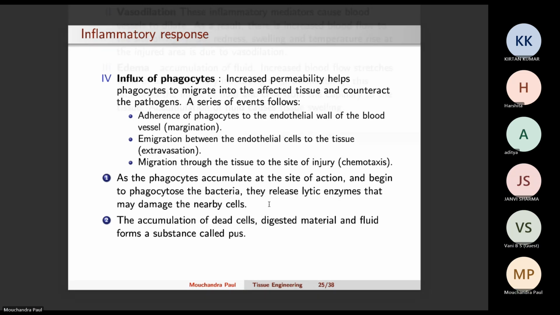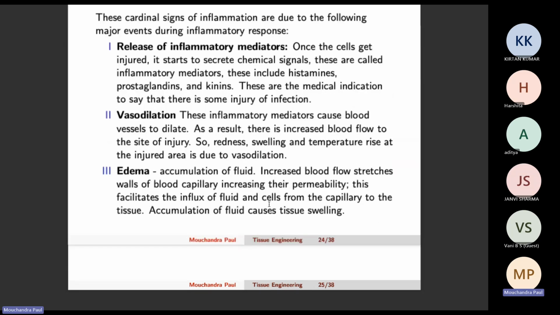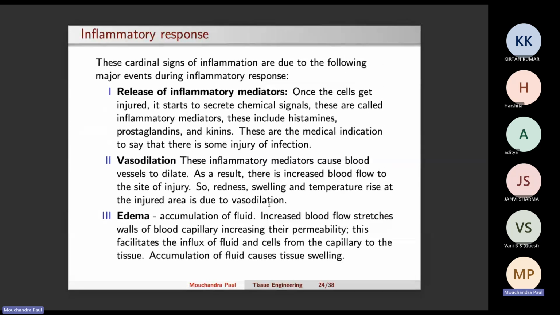So I don't know why this internet connection is giving a problem today. That too, I don't know why. So now I am back.